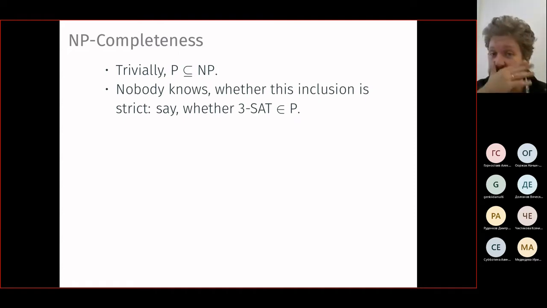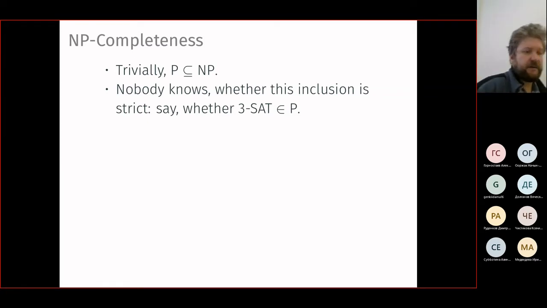And nobody knows whether this inclusion is strict. So for example, SAT or 3SAT, which is the satisfiability problem for 3CNF, nobody knows whether it is in P or not. It's definitely in NP, but maybe not in P. And this is something tricky.